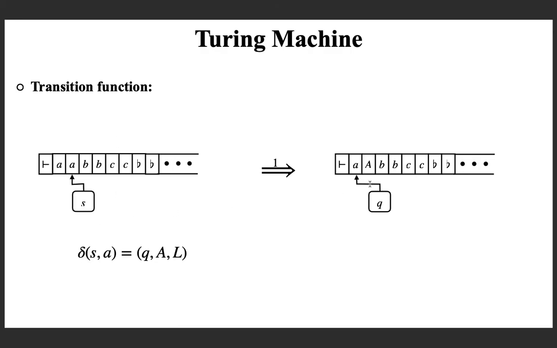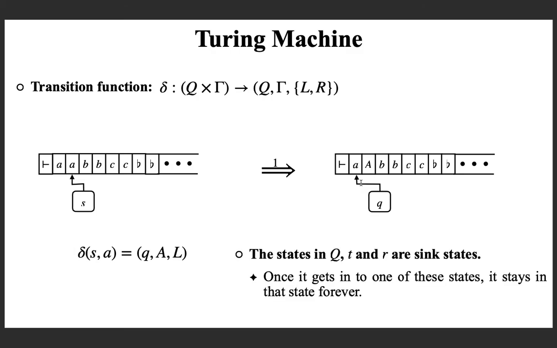State is changed from S to Q, the current symbol is replaced with capital A and the read-write head is positioned to the symbol to the left of the current position. That is it. So, we have seen the formal structure of the transition function, and so this is exactly same as that of a linear bounded automaton. Also, the states T and R are sink states. This also is same as in the case of a linear bounded automaton.